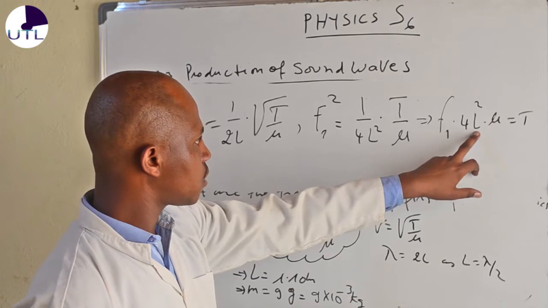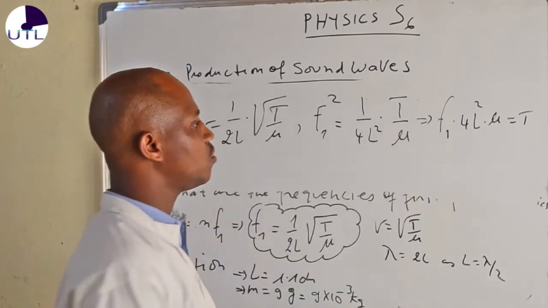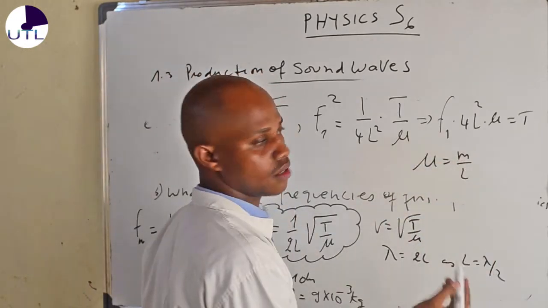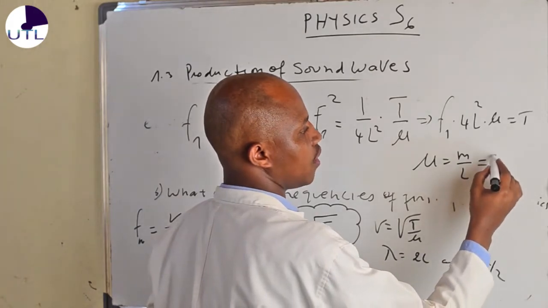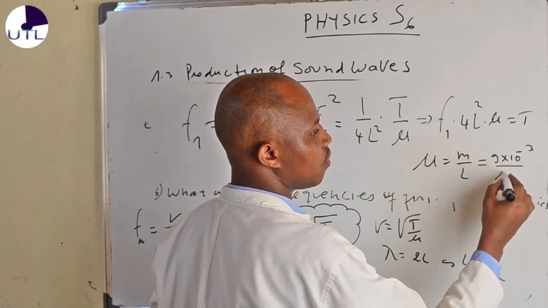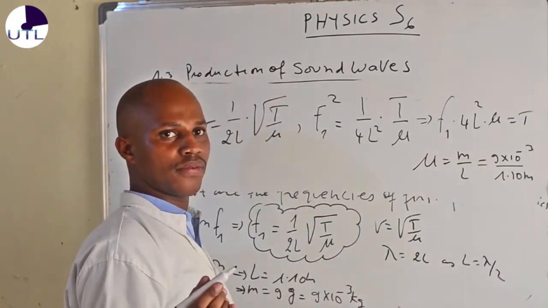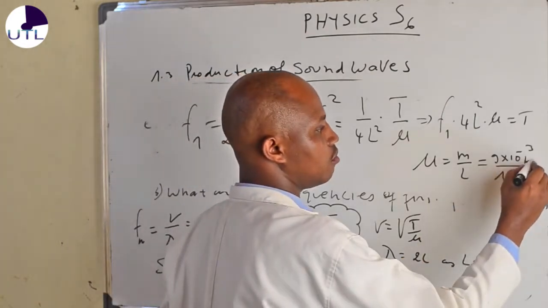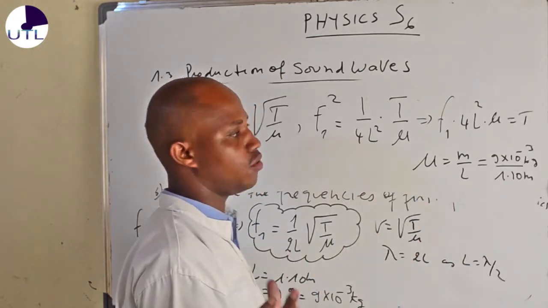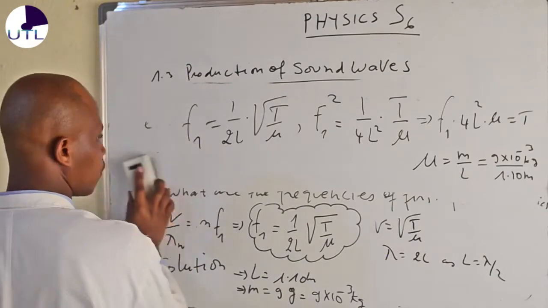Now, if this is the tension, do I have mu? Do I have the length? Do I have the frequency? That's very simple. Because mu is mass per unit of length. That is 9 times 10 to power negative 3 divided by 1.10 meter. You may ask yourself, why are you changing into kilograms? Because I cannot use grams with meters. I need to change into SI units. Now this is mu, so I can apply this formula.